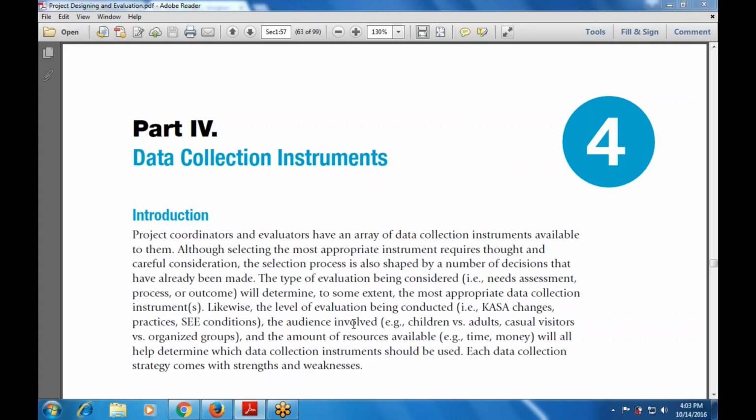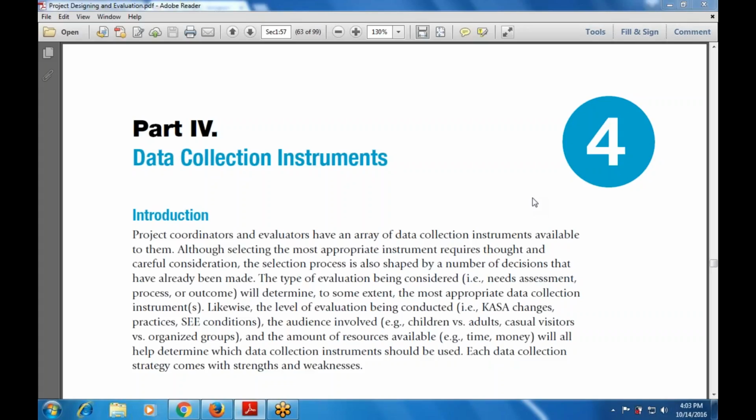So this starts with the introduction. A project coordinator and the evaluators have an array of data collection instruments available to them, and selecting the appropriate instrument requires thought and careful consideration. So there is a selection process that is also shaped by a number of decisions. In the last class we discussed why we use data collection instruments and what the main advantage is. The type of evaluation considered and the needs assessment will determine to some extent the most appropriate data collection instrument available.